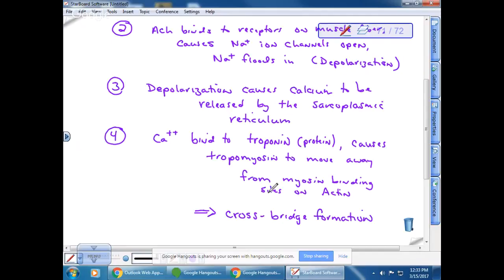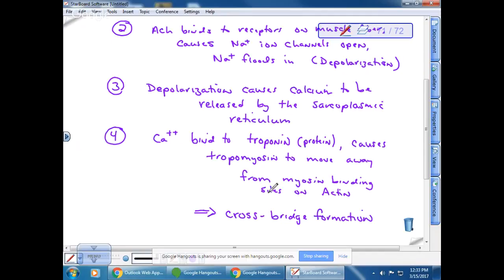Okay, so the cross-bridge is where the myosin head binds to the actin. So that's called a cross-bridge. Then the myosin heads pivot, the actin and the myosin slide, and then the sarcomere shortens. And that shortening of the sarcomere down the length of the muscle fiber can cause the whole muscle to contract.